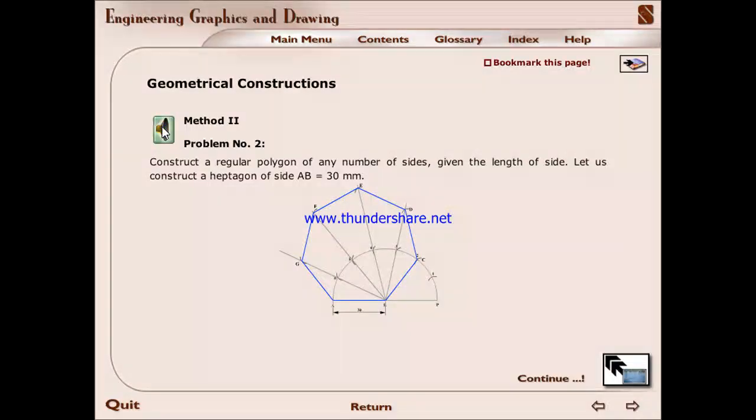Method 2. Problem number 2. Construct a regular polygon of any number of sides, given the length of the side. Let us construct a heptagon of side AB is equal to 30 millimeters.